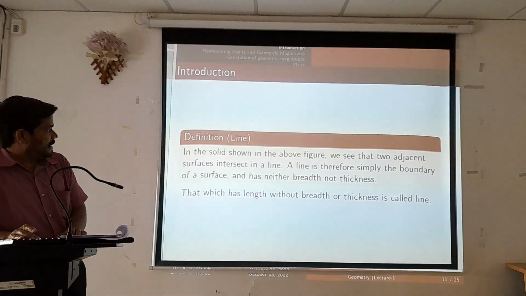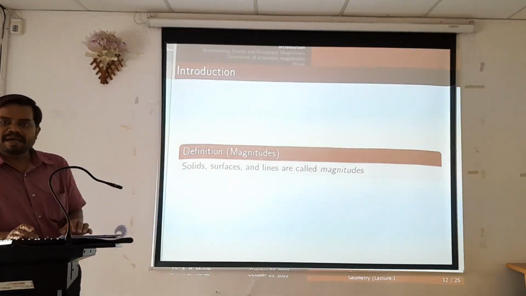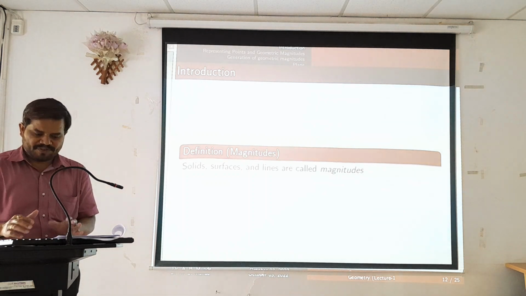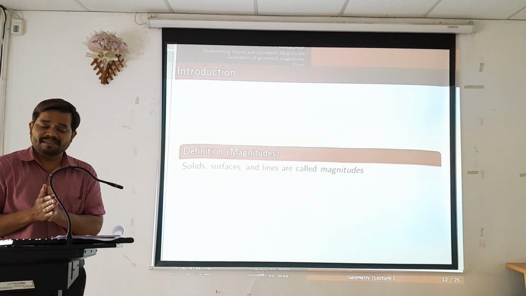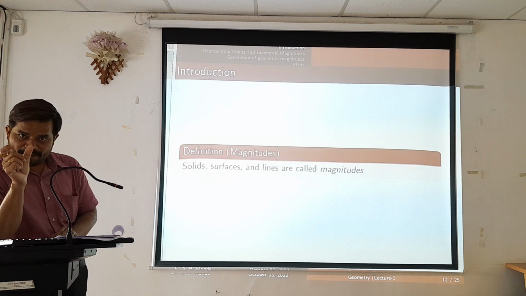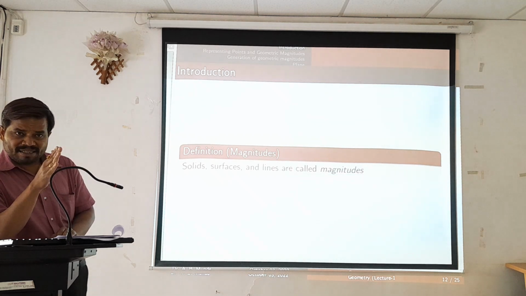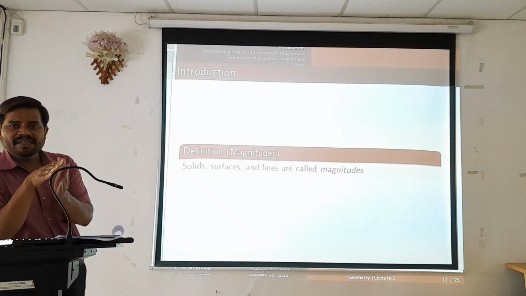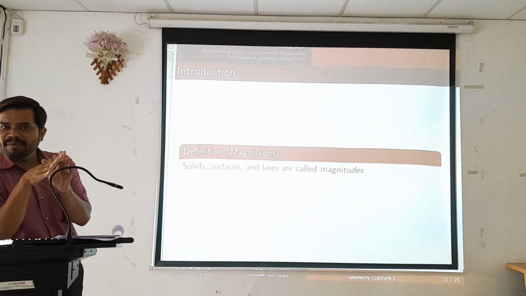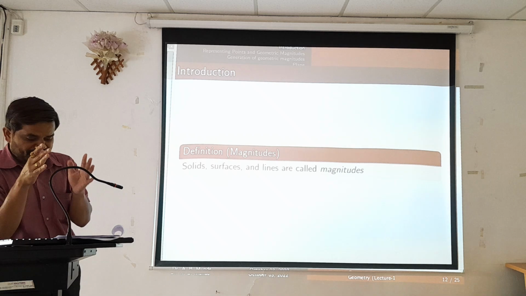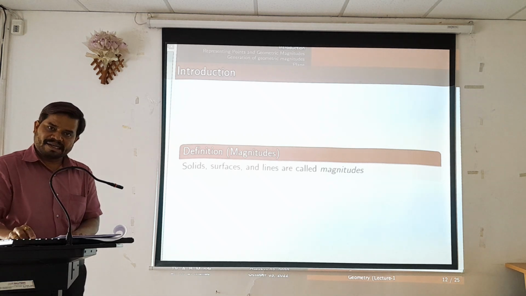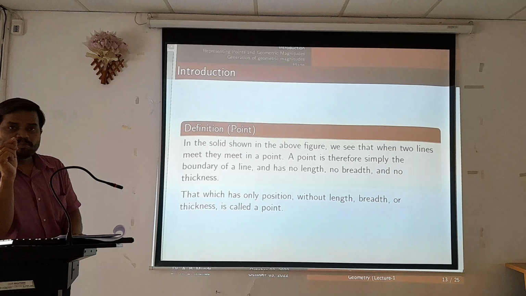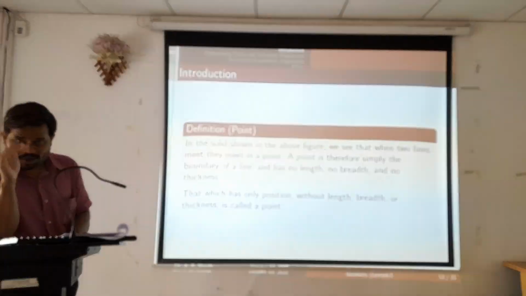Now look at here, the next definition is a magnitude. So solids, surfaces and lines are called magnitudes. म्हणजे सॉलिड असेल एखादा किंवा सरफेस असेल एखादा किंवा एखादी लाईन असेल तर त्यांना आपण म्हणायचं, इट इज कॉल्ड ए मॅग्निट्यूड. सो लुक एट हिअर द नेक्स्ट डेफिनेशन ऑफ ए पॉइंट. सो व्हॉट डू यू मीन बाय ए पॉइंट?